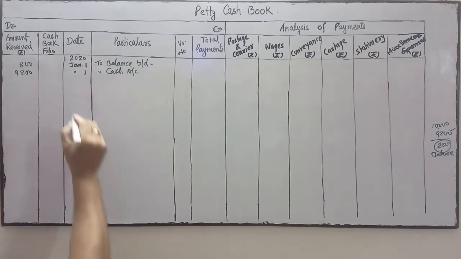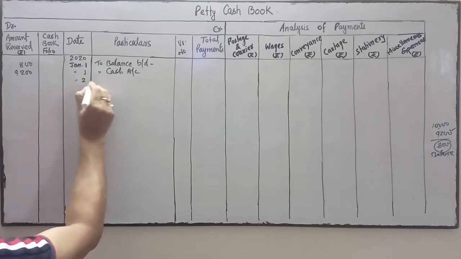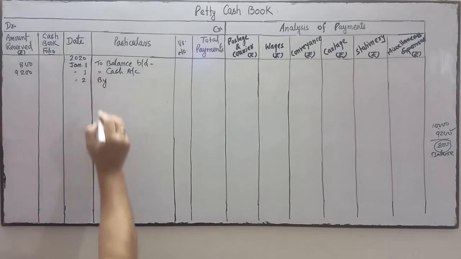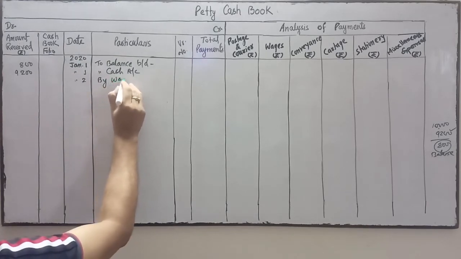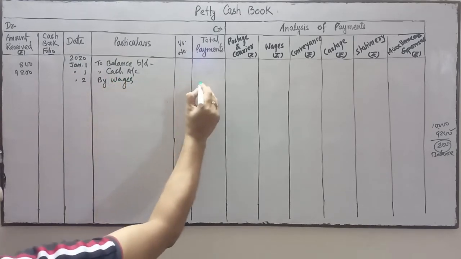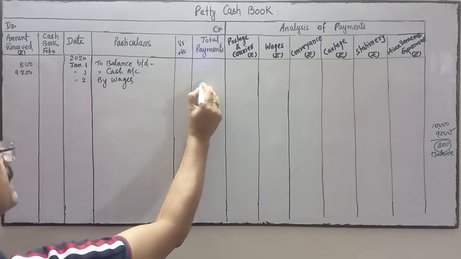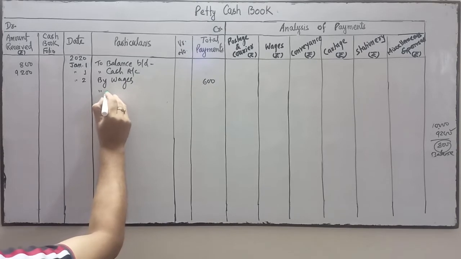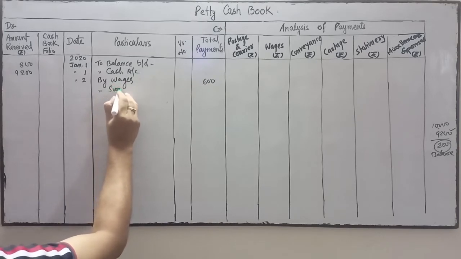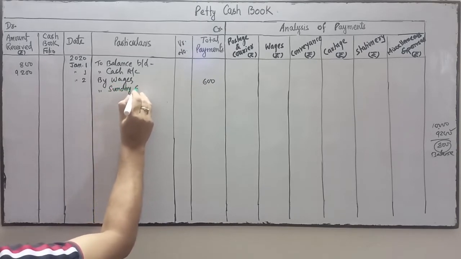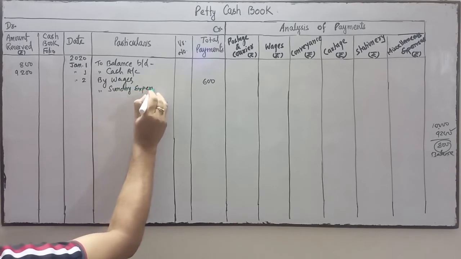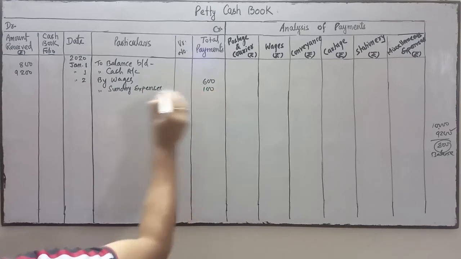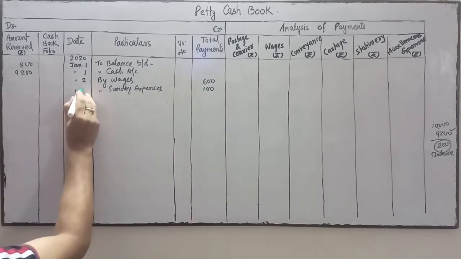Next is paid wages on January 2. Whenever we make a payment, we start with by. So paid wages, payment is 600, which we write in the payment column. Next is paid sundry expenses. Sundry expenses is 100, dated the 3rd.